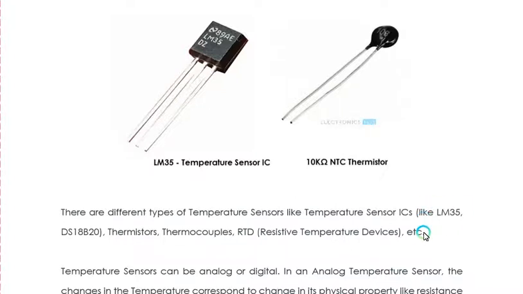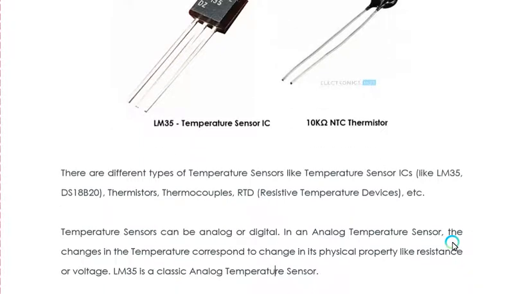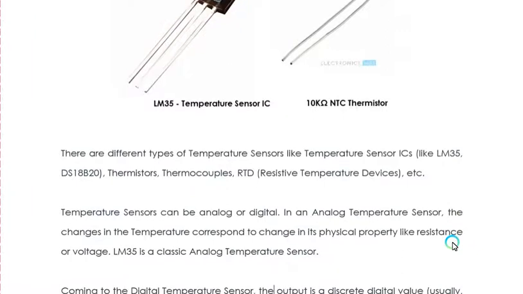So LM35 and you have your DS18B20. They may look different, but they are your temperature sensors. So thermistors, thermocouples, and resistive temperature devices, and etc. So temperature sensors can be analog or digital.